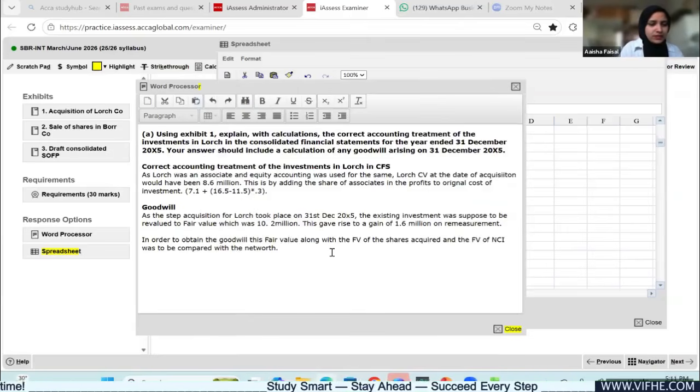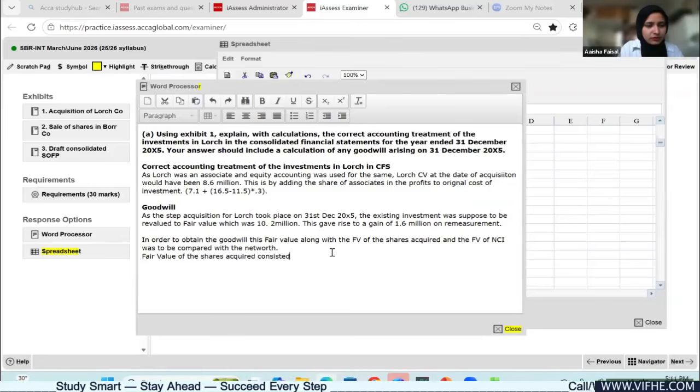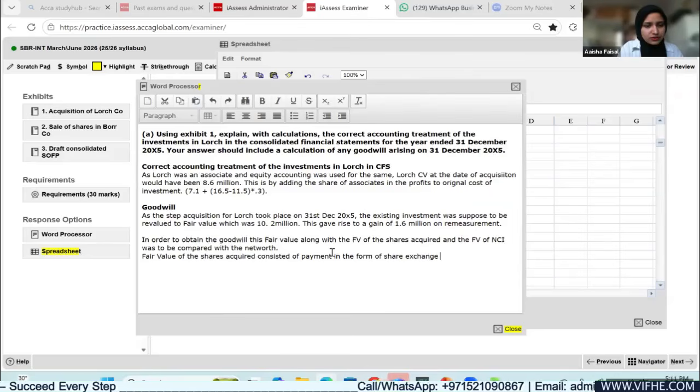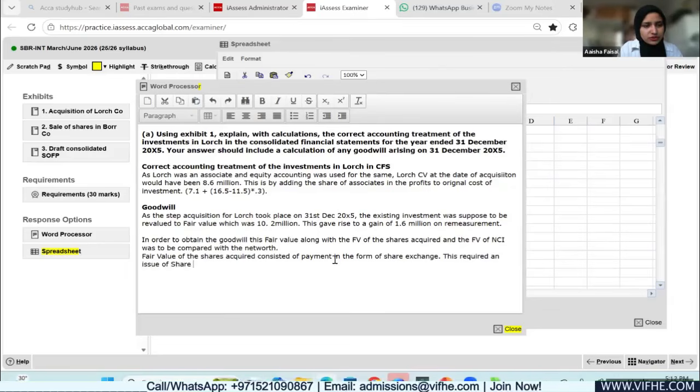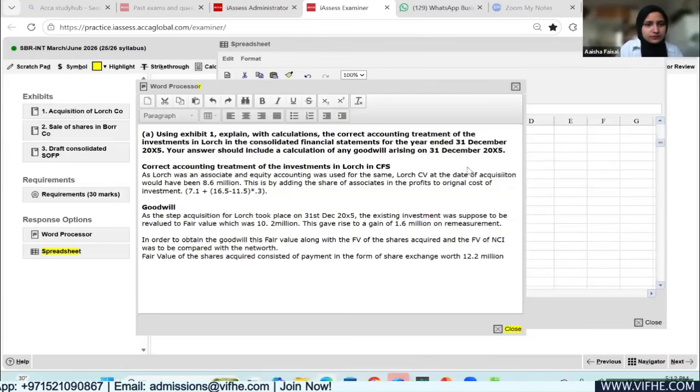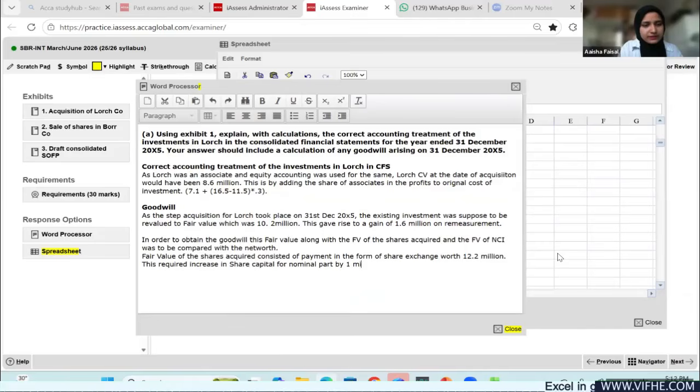So, fair value of the shares acquired consisted of payment in the form of share exchange. This required an issue of share exchange worth 12.2 million, if I am not wrong. Yeah, 12.2 million. This required increase in share capital for the nominal part by 1 million and increase in premium by 11.2 for the premium part.